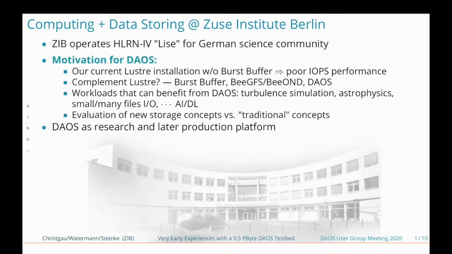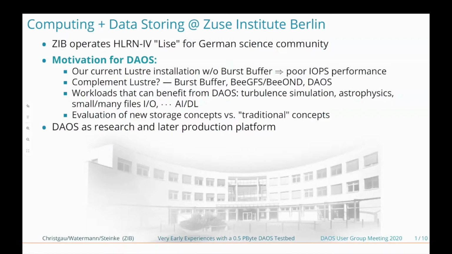Or its nickname Lise, which you can use to look it up in the Top500 list. Our motivation for using DAOS is that we are kind of disappointed with our Lustre installation, where we don't have burst buffers. This Lustre installation gives us kind of poor IOPS performance, so to say. We thought about how we can complement Lustre here. So we thought about burst buffers, BeeGFS, and DAOS was also an option.